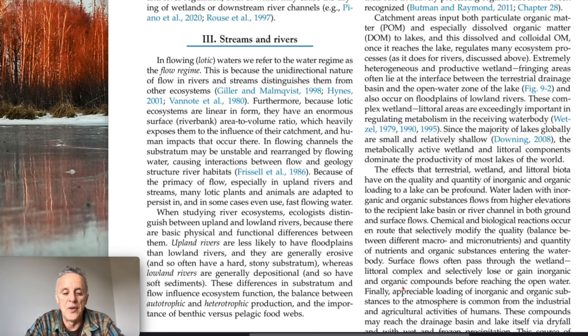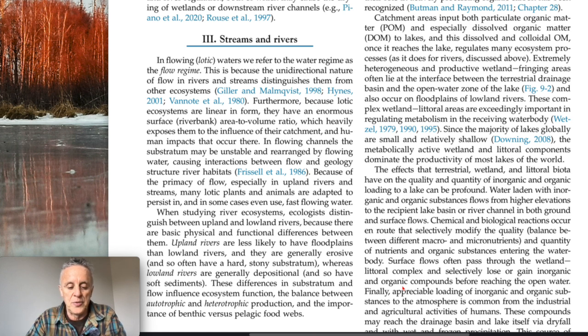When studying a river ecosystem, ecologists distinguish between upland and lowland rivers because there are basic physical and functional differences between them. Upland rivers are less likely to have floodplains than lowland rivers, and they are generally erosive, whereas lowland rivers are generally depositional.